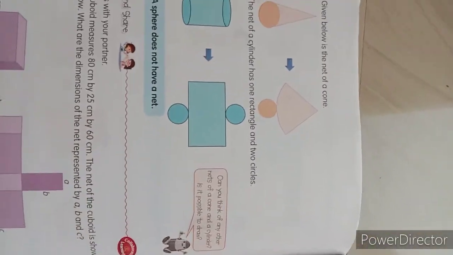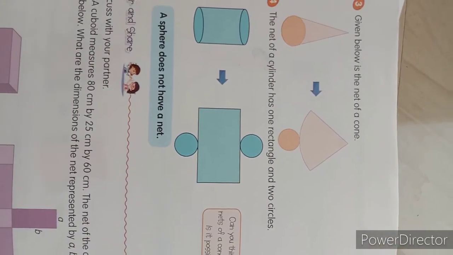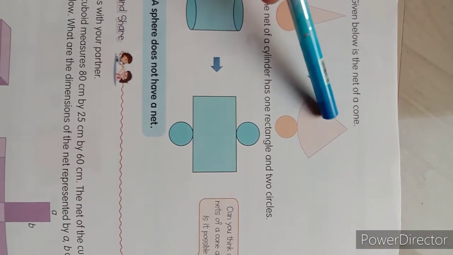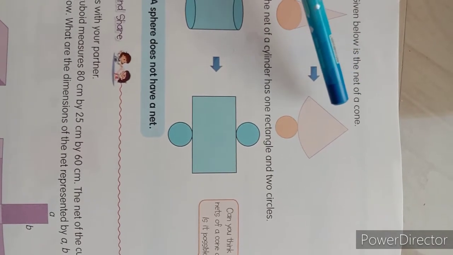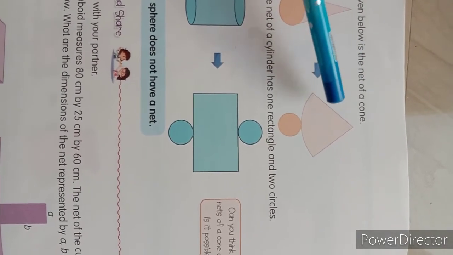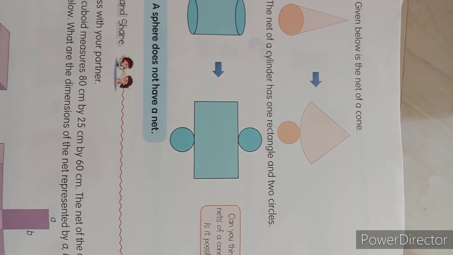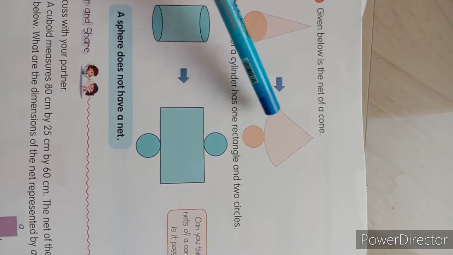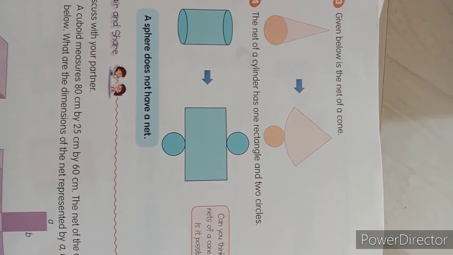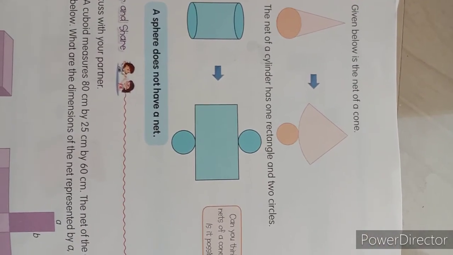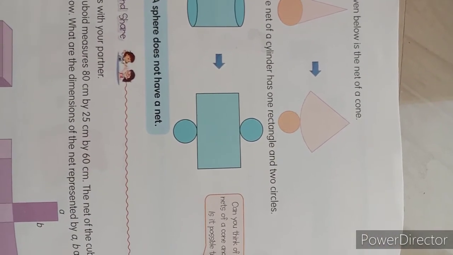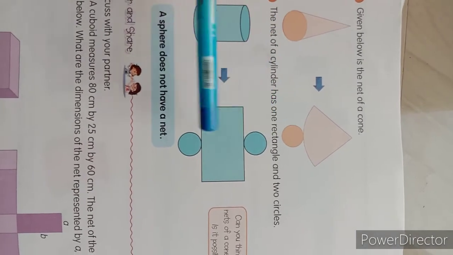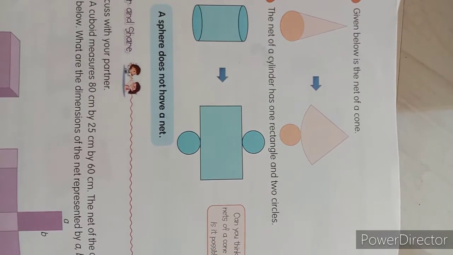The next is the net of a cone. For making a cone, we need a circular surface that is not an exact triangle, and with it a circle. So there is a net of the solid which looks like this. Then the net of a cylinder has one rectangle and two circles. For making a cylinder we need two circles and one rectangle.